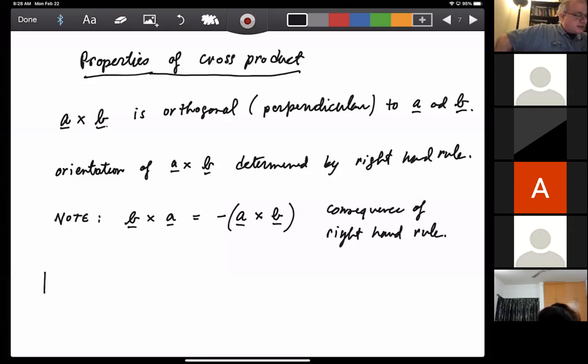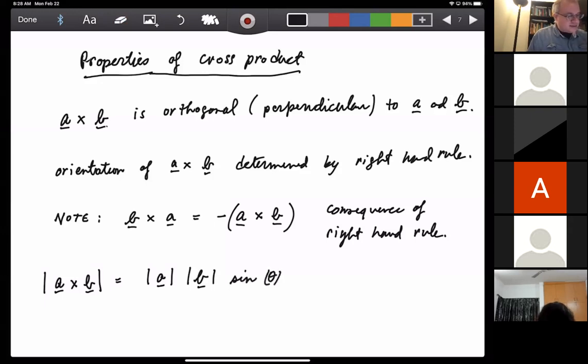The magnitude of the cross product, by definition, is going to be related to the magnitudes of the two input vectors. You take the length of the first vector times the length of the second vector, and then multiply by the sine of the angle between the vectors.